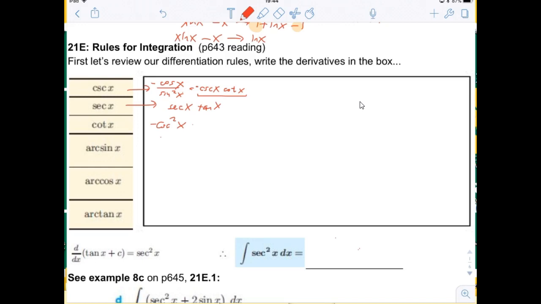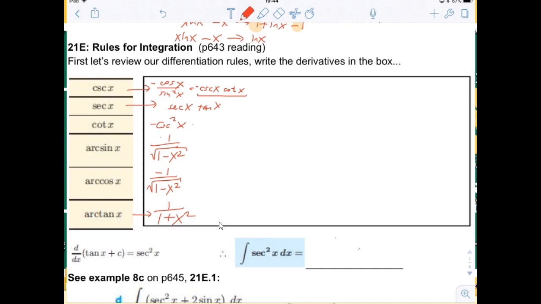Arc sine, arc cosine, arc tangent, remember you do these with implicit differentiation. Basically the derivative of arc tangent is 1 over 1 plus x squared. The derivative of arc sine is 1 over the square root of 1 minus x squared. And the derivative of arc cosine is negative 1 over the square root of 1 minus x squared. Okay? So that's it for the differentiation rules that are a part of HL and not SL.